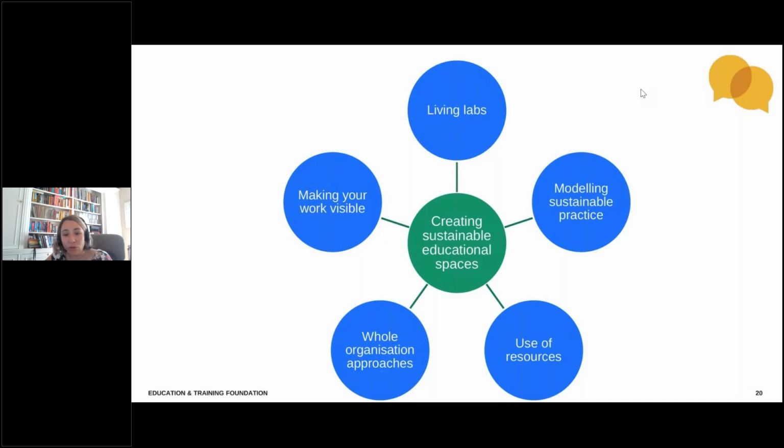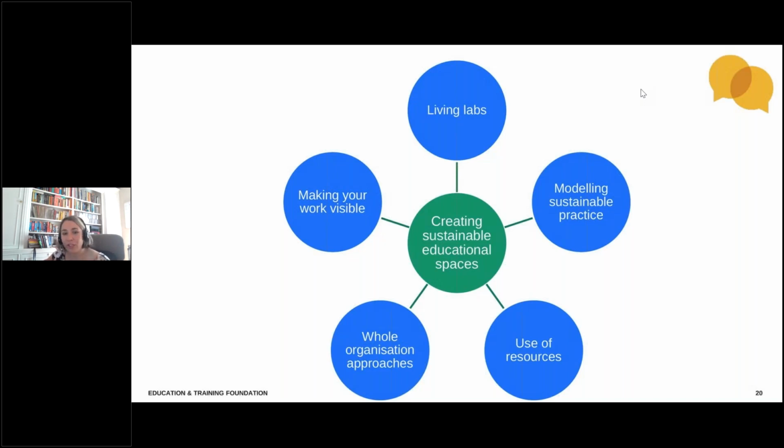Some of it is around whole organisation approaches and actually working not just alone on your ESD work, but with the rest of your organisation. How are you building this? Yes, into your teaching and learning practice, but also into the way that you operationally work. What do your waste management structures look like? What are your energy efficiency strategies? This is where the bins and the light bulbs come into play.